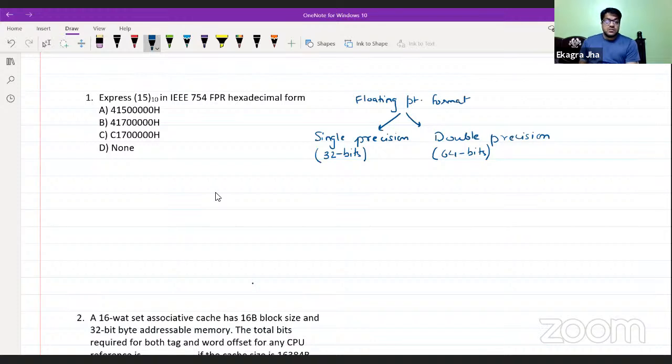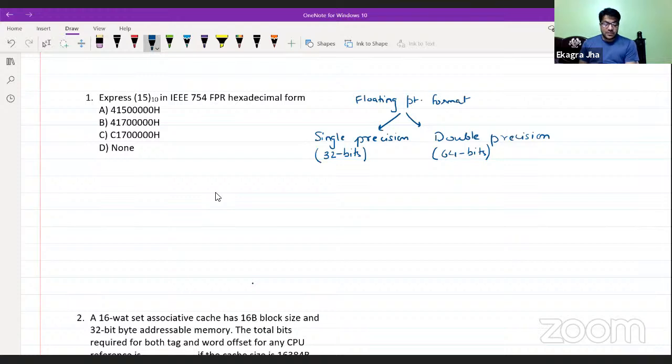Correct. So as you see the options, we have 1, 2, 3, 4, 5, 6, 7, 8 hexadecimal values. So 8 hexadecimal values, that means the 32 bits representation is there. Okay. As compared to double precision, this value is less. Okay. Half of the size. So the single precision format of IEEE 754, we should know about that. And based on that, we are going to convert 15 as IEEE 754 FPR hexadecimal form.